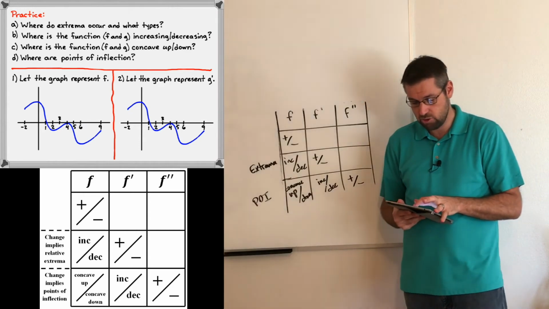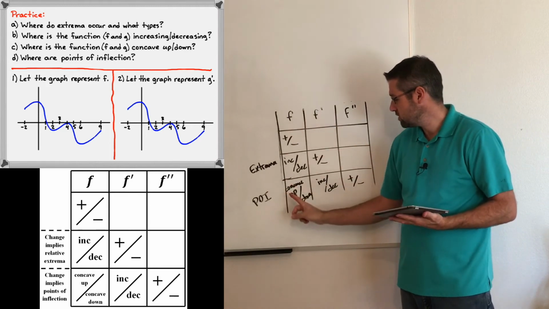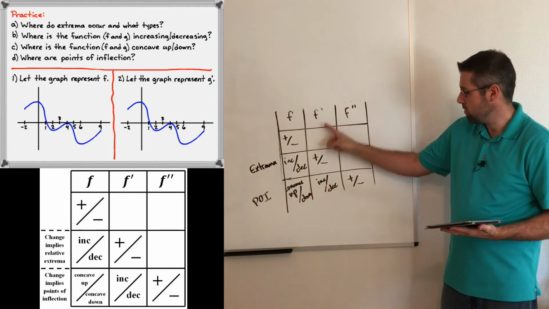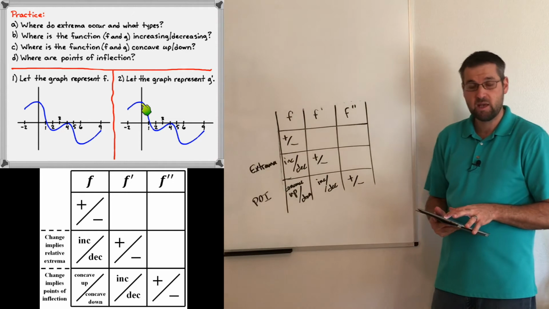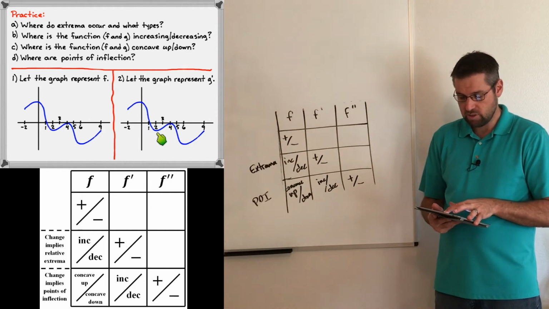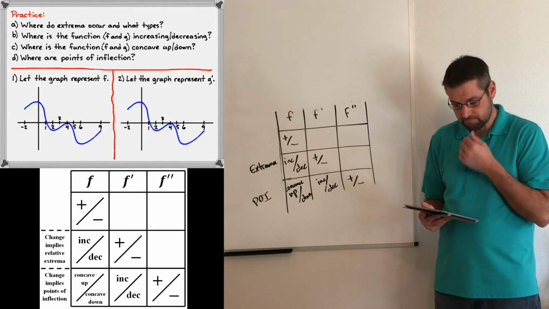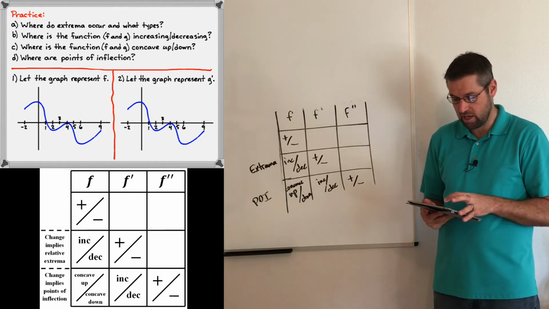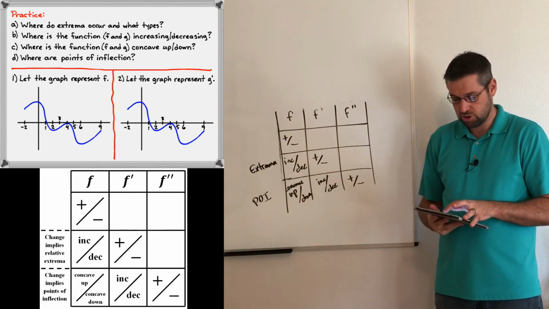But looking at number 2, g prime, when is g concave up? g is concave up when g prime is increasing. So g prime is increasing from -2 to 0, therefore g is concave up. We would see g is concave up from 2 to 4 and from 6 to 9 also because g prime is increasing. And g is concave down when g prime is decreasing, so from 0 to 2 and from 4 to 6.